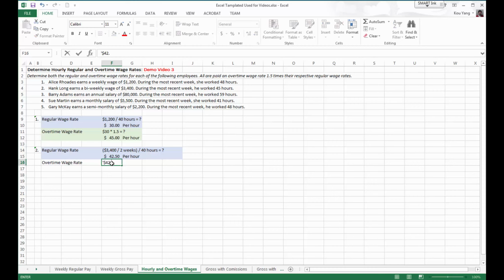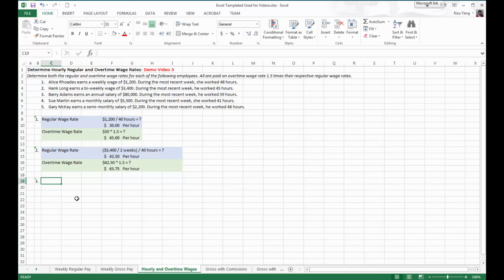For his overtime rate, we're going to take his $42.50 and multiply by 1.5. So let's take $42.50 times 1.5. His overtime rate is $63.75 per hour for overtime, and it would be 5 hours of overtime here. Once again, we're not looking for the total wages. We're just looking for the regular rate and overtime rate in this problem.